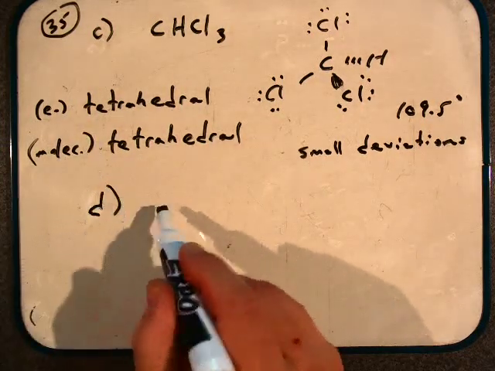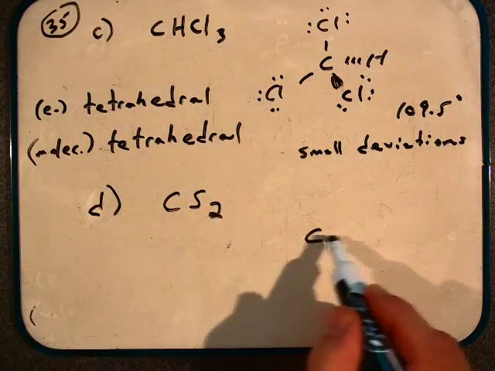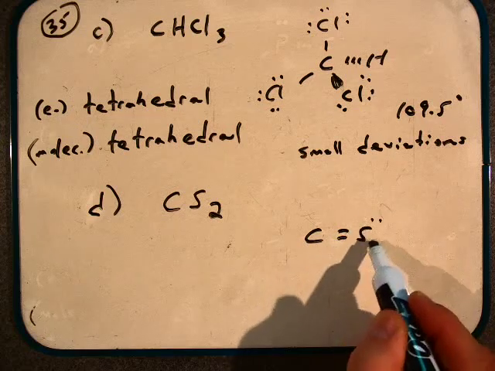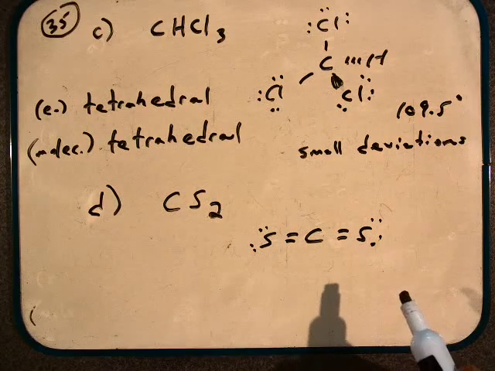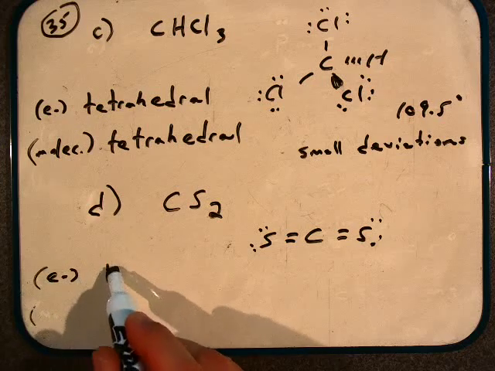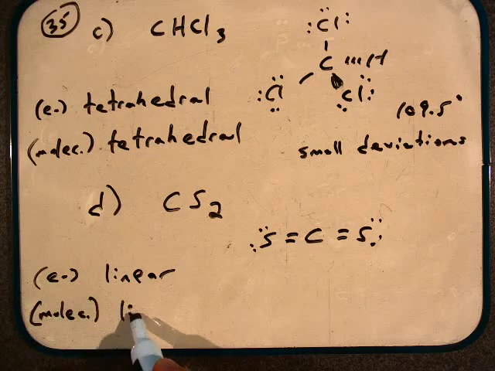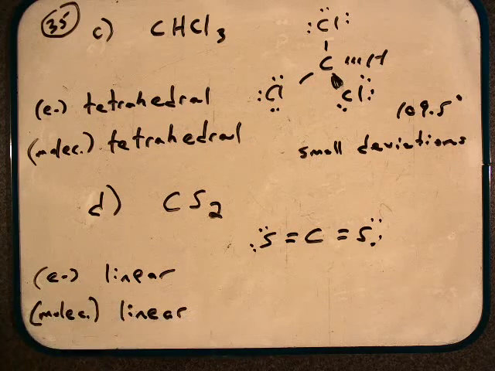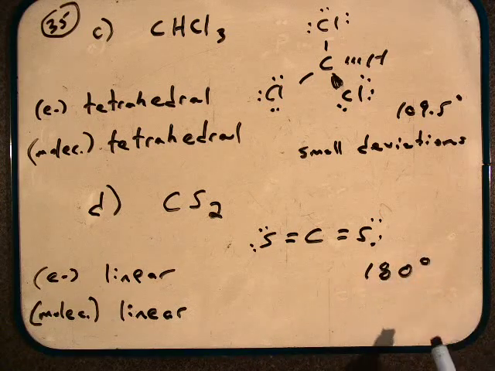Part D looks at CS2, or carbon disulfide. This looks very much the same as carbon dioxide, where we have carbon with two double bonds to each sulfur. Our electronic geometry is going to be linear, and again we see the same with our molecular geometry in this case. So we have linear geometry both in the electronic as well as the molecular. And the angle we would see here is 180 degrees.